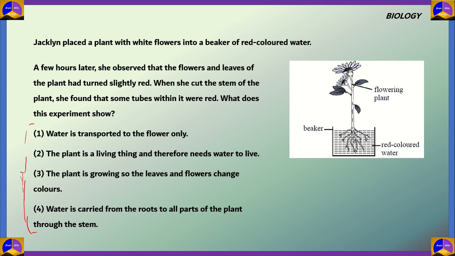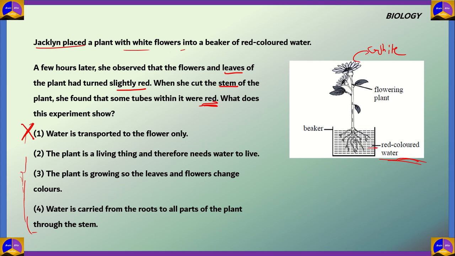Now, here we can see that Jacqueline placed a plant with white flowers, so the initial color of the flowers was white, in a beaker of red-colored water, as has been mentioned in the figure. And then she observed that the flowers and leaves had turned red. Now, if you look at the first option, it says that water is transported to the flower only. However, this will be incorrect, because as you can see, not only the flower, but the leaves also turned red. And the other statement says that the stem also turned red. The tubes of the stem also turned red. So first one is incorrect.